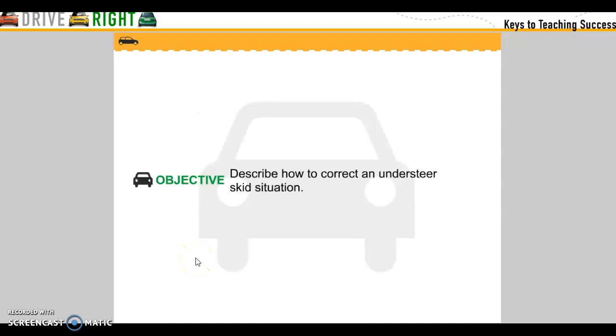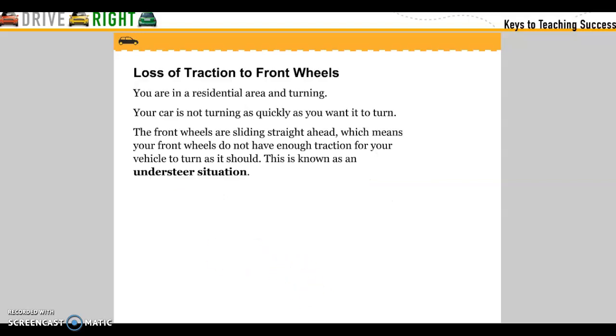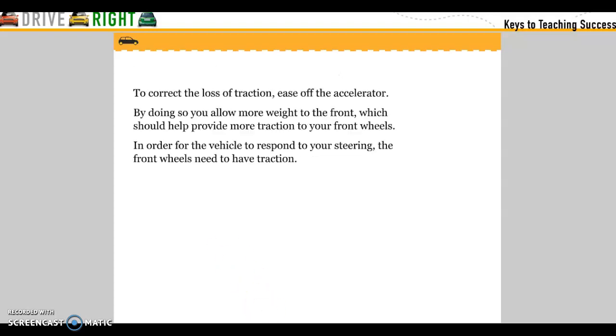Describe how to correct an understeering skid situation. Loss of traction to front wheels. You are in a residential area and turning. Your car is not turning as quickly as you want it to turn. The front wheels are sliding straight ahead, which means your front wheels do not have enough traction for your vehicle to turn as it should. This is known as understeering.